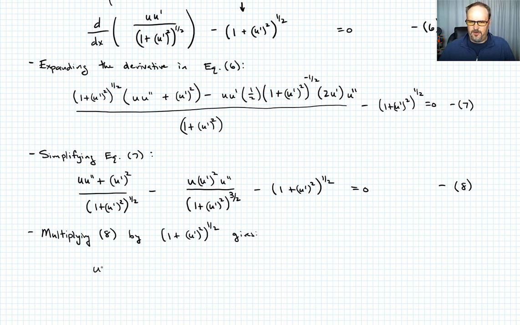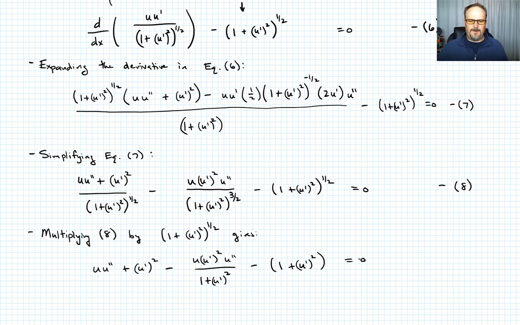So now I'm just left with the numerator here, u times u double prime plus u prime, the quantity squared, right? And then this is going to be minus u times u prime, the quantity squared, times u double prime, divided by 1 plus u prime, the quantity squared, right? And then this is going to become minus 1 plus u prime, quantity squared, equals 0, let's say. Okay?